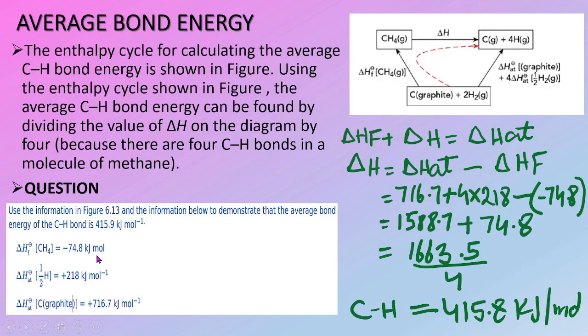Here a question is given, and with this formula and this cycle you can calculate it yourself: delta H atomization minus delta H. By putting in the values, we got 415.8 kilojoules per mole. It has to be divided by 4 because there are 4 C-H bonds.